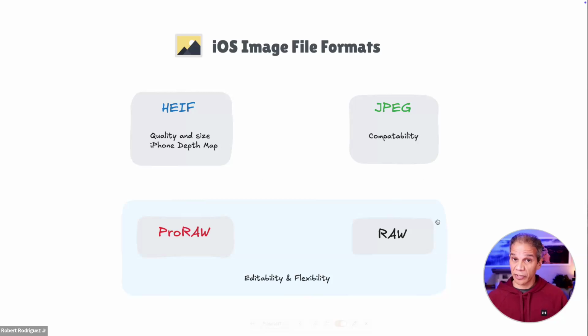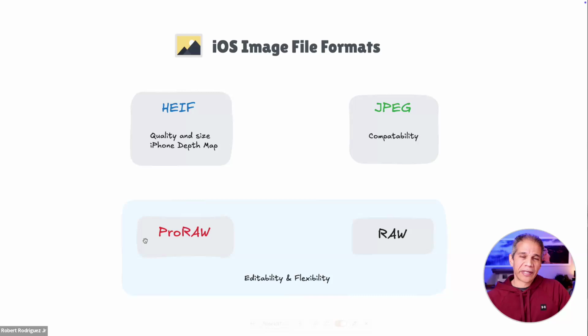Once again, there's RAW, just basic RAW. That's the one that we're all familiar with. That's the one that all DSLRs and mirrorless cameras can capture. That's essentially the native RAW information from the camera sensor without anything adjusted to it, nothing done to it whatsoever. The iPhone can shoot in RAW, but Apple also introduced their own version of RAW called ProRAW.